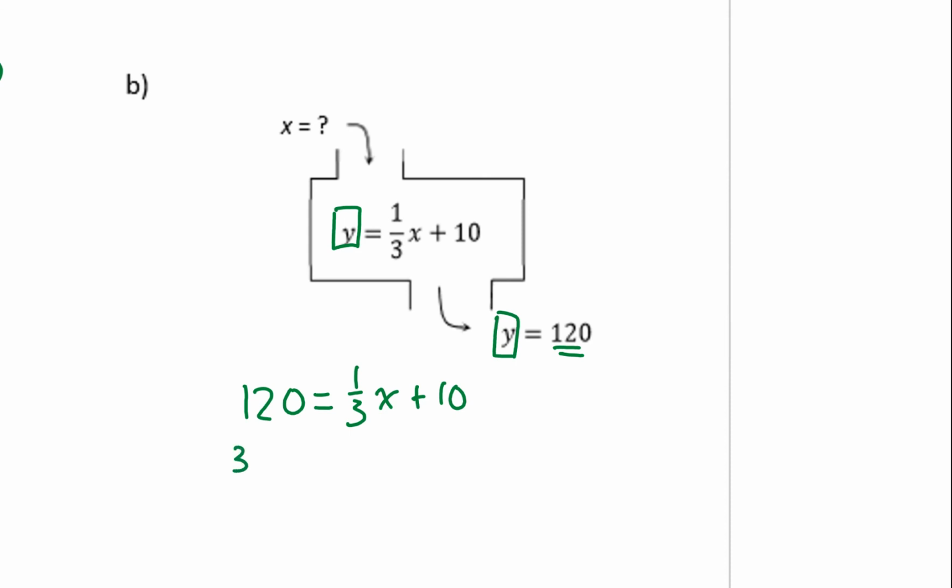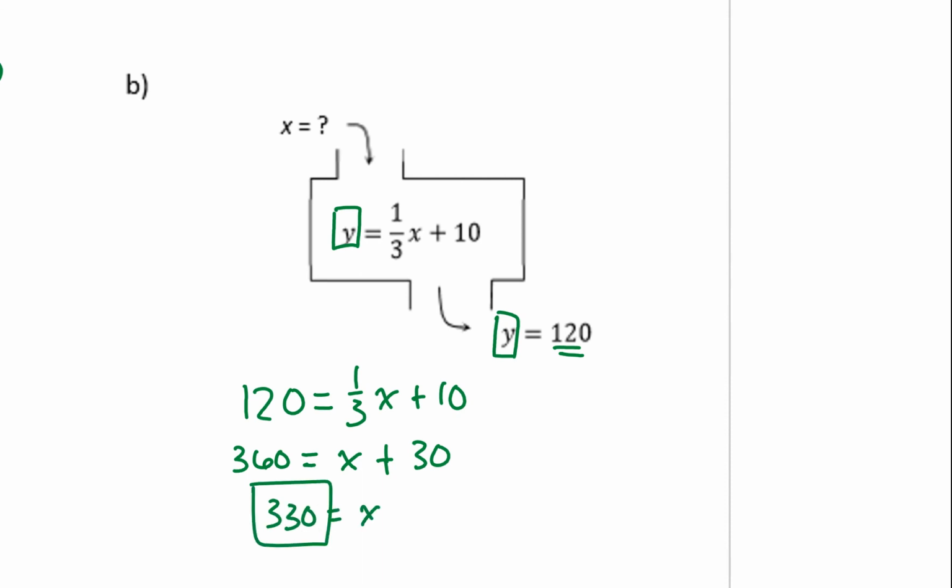120 times 3 is 360, and 1/3 x times 3 is just x. And then if I take 10 times 3, I get 30. Of course, there are other things we could have done. We could have just as easily subtracted 10 from both sides first, but I chose to multiply all the terms on both the left and right hand side by 3. Next, if I take away 30 from both sides, I get that 330 is what x is.